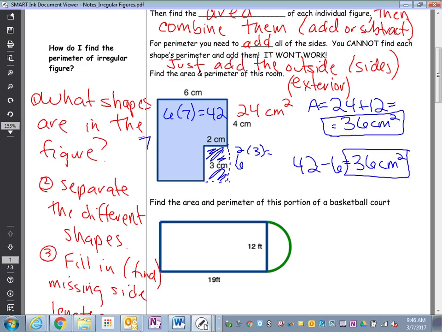So then I could do 42 minus 6, which would be what? So we can do it that way. Right? So we can separate it into little shapes and add them together, or we can take that one big shape and then subtract it out. Now you won't always be able to do it that way, but it's just how you see it. Some of you might find that easier.